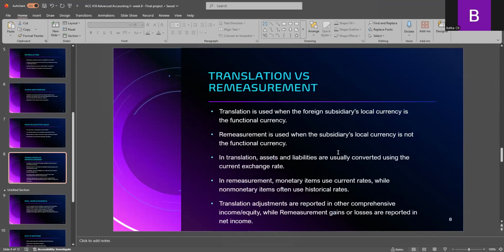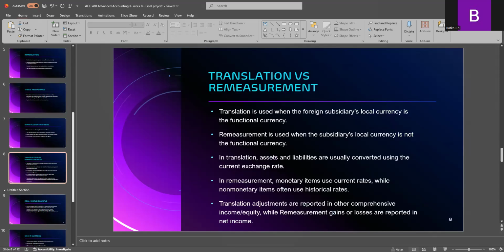Translation is used when the foreign subsidiary's local currency is the functional currency. Remeasurement is used when the subsidiary's local currency is not the functional currency. In translation, assets and liabilities are usually converted using the current exchange rate, whereas in remeasurement, monetary items use the current rates, while non-monetary items often use historical rates.